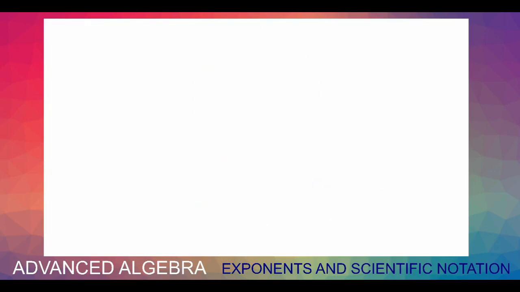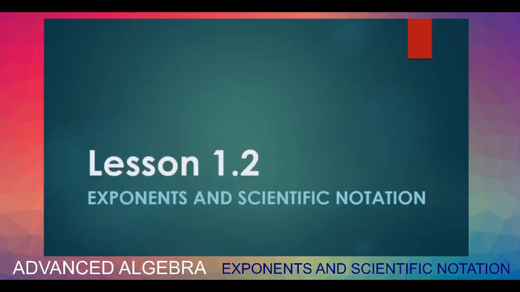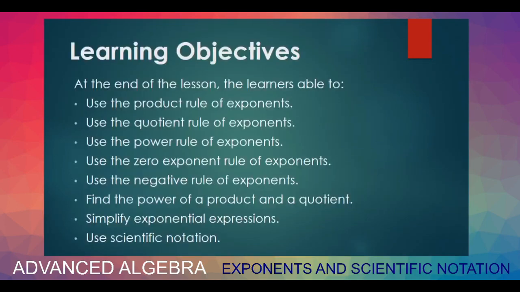So pag-aaralan natin ngayon is about exponents and scientific notation. So learning objectives. At the end of the lesson, the learner is able to use the product rule of exponent, use the quotient rule of exponent, use the power rule of exponent, use the zero exponent rule of exponent, use the negative rules of exponent, find the power of a product and a quotient, simplify exponential expressions, and use scientific notation. So, yun yung mga pag-aaralan natin ngayong araw.